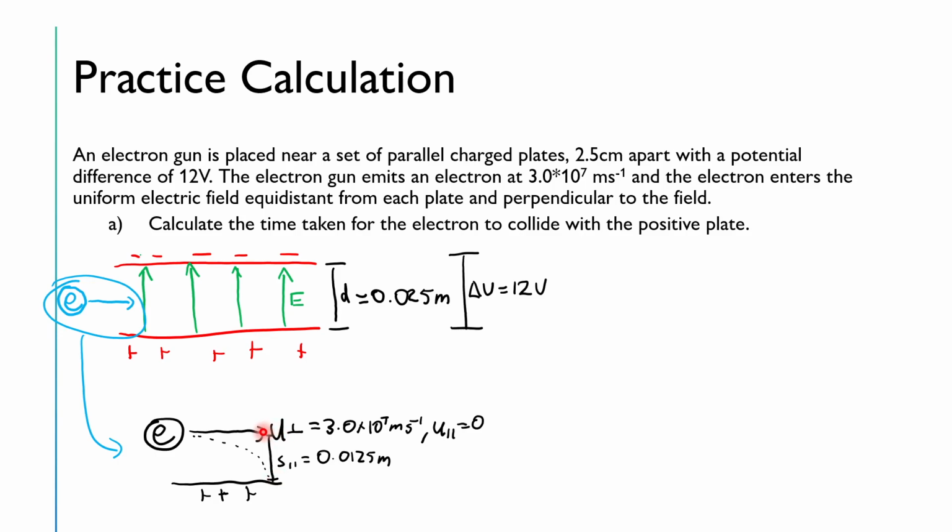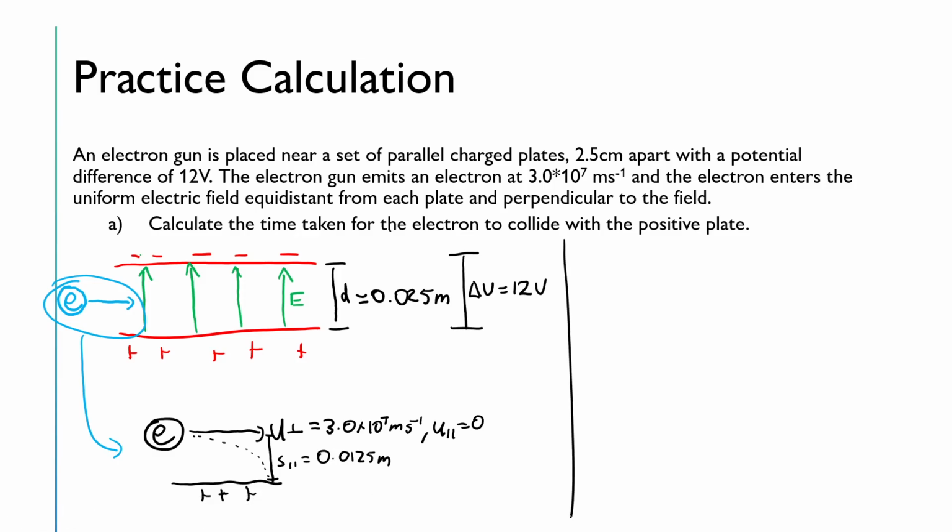As we have been told that the particle enters the electric field equidistant from each plate, what that means is that there is 1.25 centimeters below the electron and 1.25 centimeters above the electron to get to either plate that's below and above. Here, what that means is the electron is going to move 1.25 centimeters to get to that positive plate. And so with all of this data, what we should be able to do is now calculate for the time taken for that electron to collide with that positive plate.